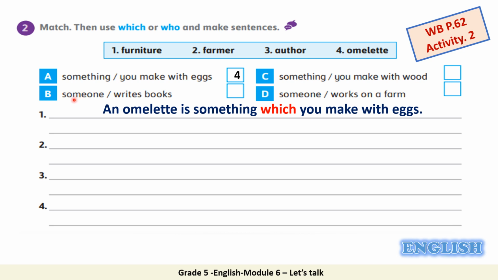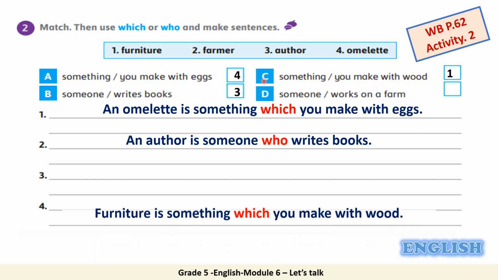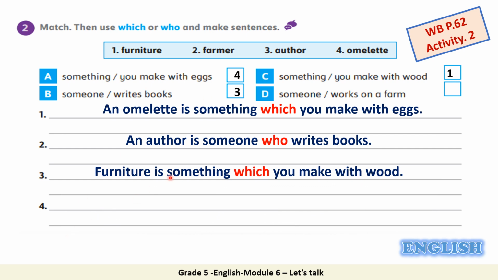Number 2, someone who writes books. Good job. He is an author. An author is someone who writes books. Number 3, something you make with wood. Well done. Furniture. Furniture is something which you make with wood.